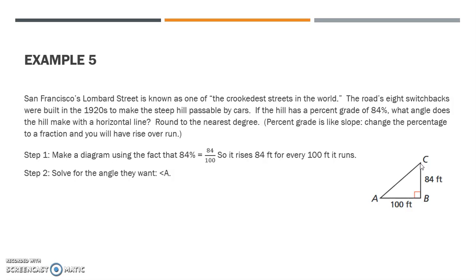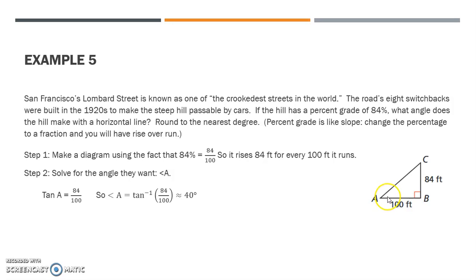Now they wanted the angle that the hill makes with a horizontal line. Here's the horizontal line. The hypotenuse represents the hill. So they want the measurement of angle A. So we need to solve for angle A. So pause this video, try and do that, and then press play to see if you're right.